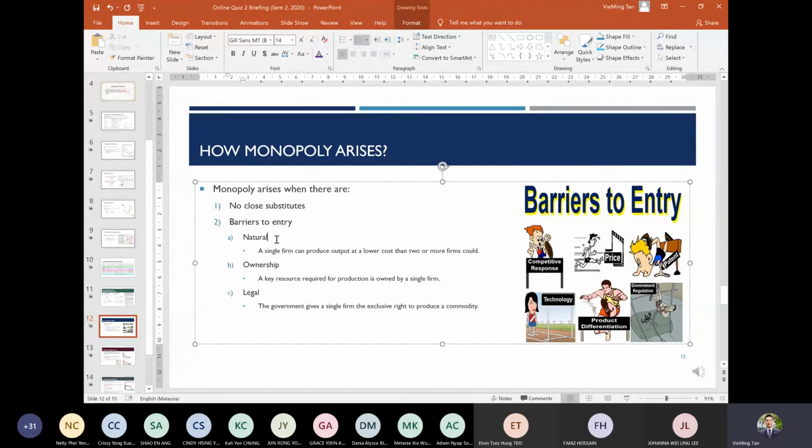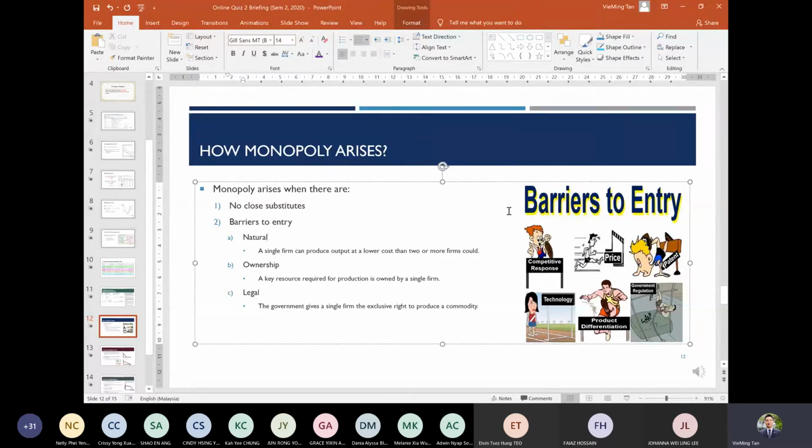The second one is ownership. I think somebody just now already mentioned ownership. Ownership of resources. If a company is able to own most of the resources of production, then this can also prevent other new firms from coming in to compete. One example is the De Beers diamond company. De Beers is able to control 80% of the raw diamond in the world. So this will prevent other new firms from competing in this industry. You can refer to our lecture notes again. De Beers is one example that owns 80% of the raw diamond in the world. Because of that, this will prevent other new firms from competing in the industry.